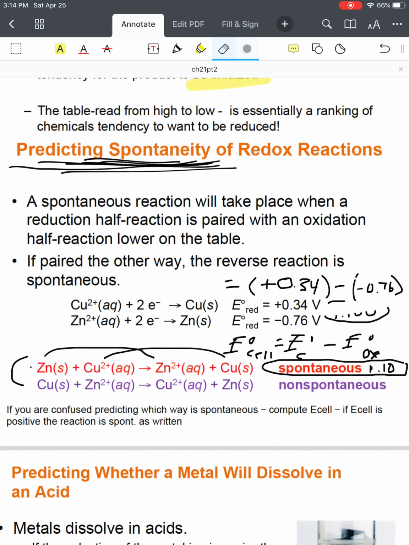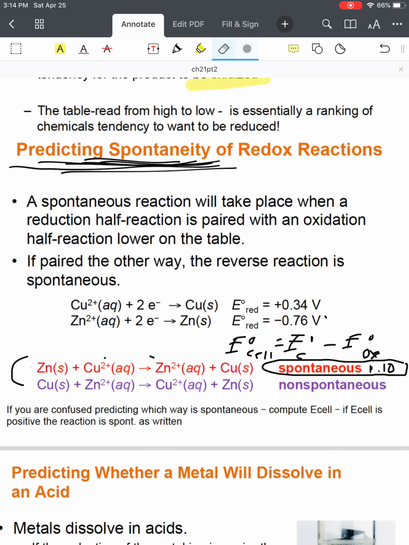Now, what would I have gotten if I had done this for the reverse reaction, or the other way around? In other words, we're switching up what's oxidized and what's reduced. Let's think about that real fast. So let's focus in on this purple reaction now, which I have labeled as non-spontaneous. But let's explain why. Well, in this reaction, copper is being oxidized, and zinc is being reduced, isn't it?